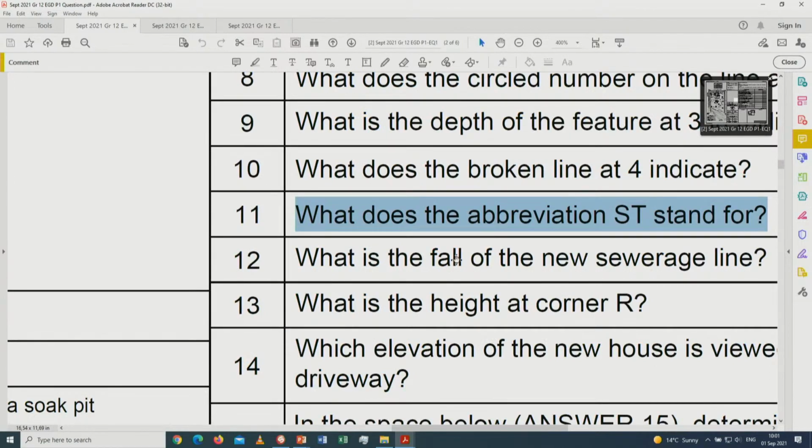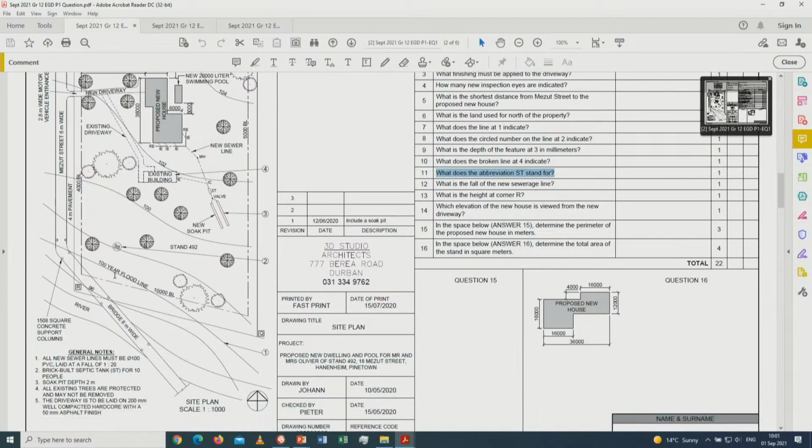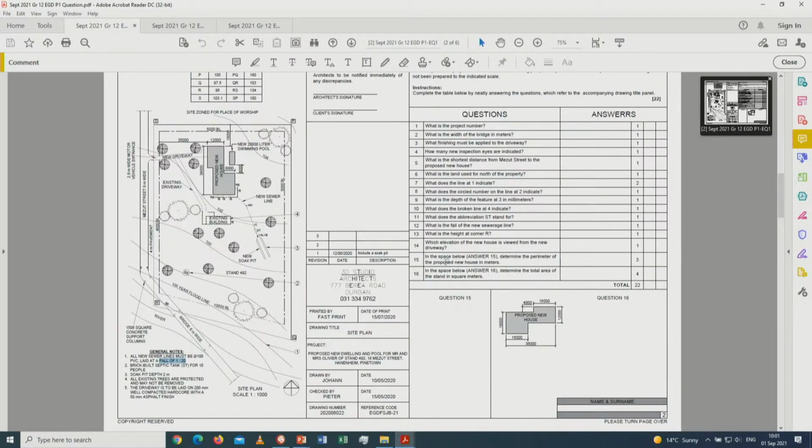What is the fall of the new sewage line? All right, so the fall of the new sewage line over here, it must be pointed out. That's the new sewage line. And again, it's not pointed out 1 to 60 or 1 to 40 or whatever the case might be. So maybe it's part of the notes over here on the bottom. And it says here, sewer lines must be 100 diameter PVC pipes, and the fall of it is 1 to 20 in this case, right?